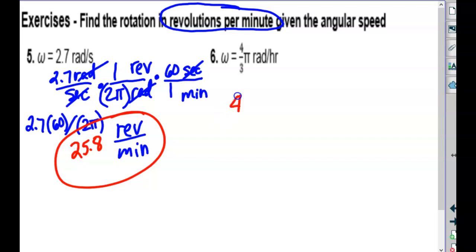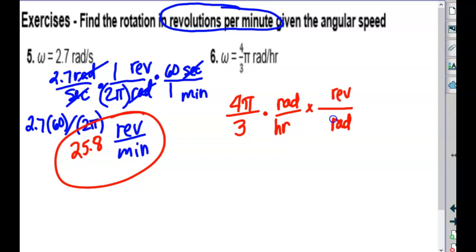All right. I'm going to go through this one really fast. So 4 pi over 3, this is currently radians per hour. Radians needs to go away. They want, for some silly reason, revolutions. 1 revolution is 2 pi radians.